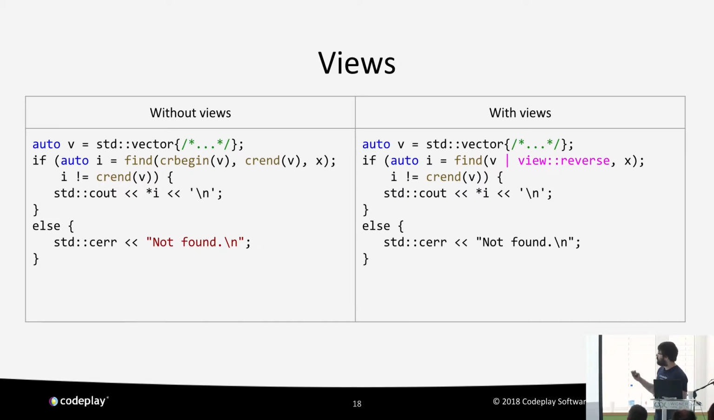And with views, we can simplify this a little bit. So we can pass in V, because we're really only going from the beginning to the end, as we said before. But we can also use this compositional notation here to say that we want to view the vector in reverse order.